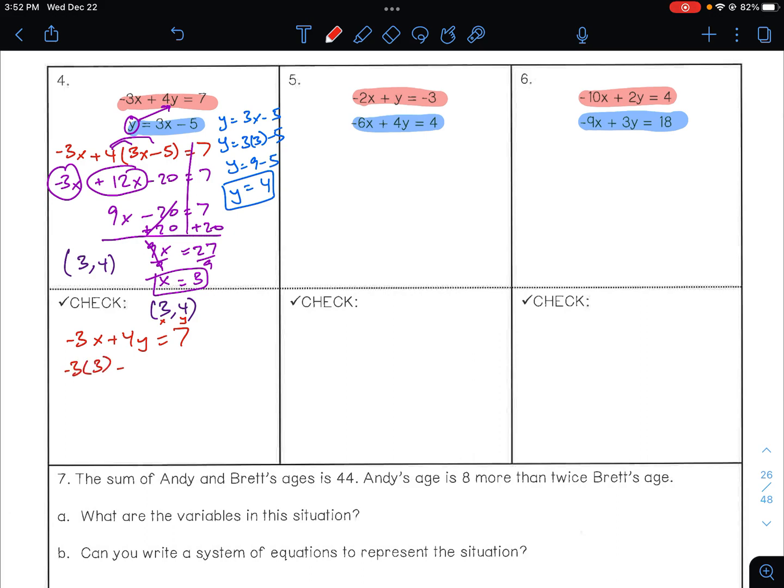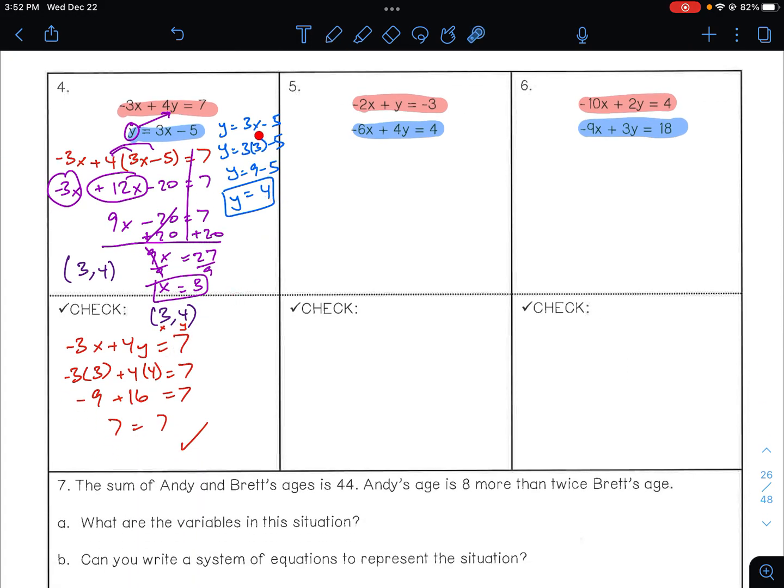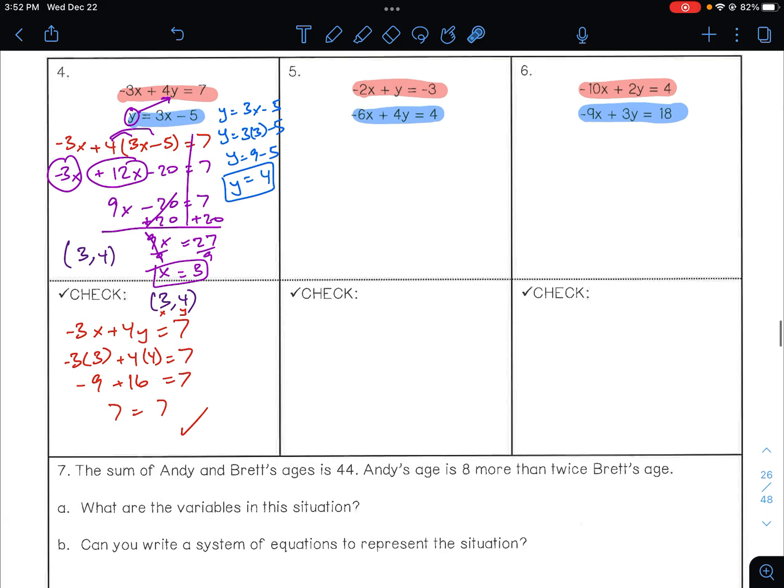3 times 3 plus 4 times 4 equals 7. That's negative 9. That is 16. Does 16 minus 9 equal 7? It does. That checks out. We know that this will work for the other one, for the blue equation, because I solved for that. So let's go ahead and try number 5.